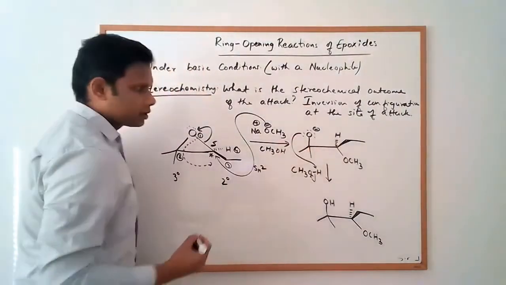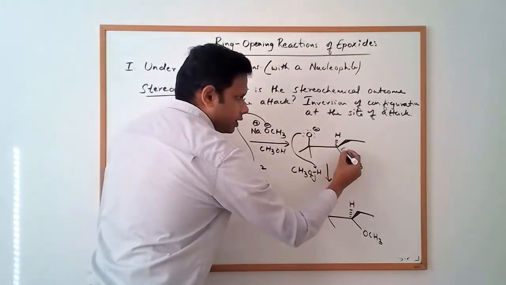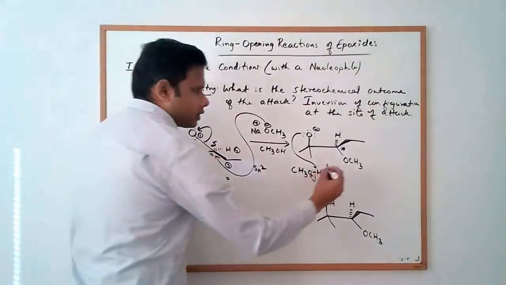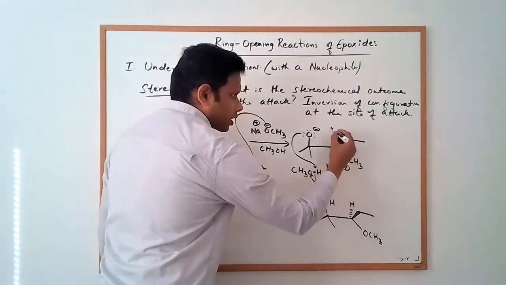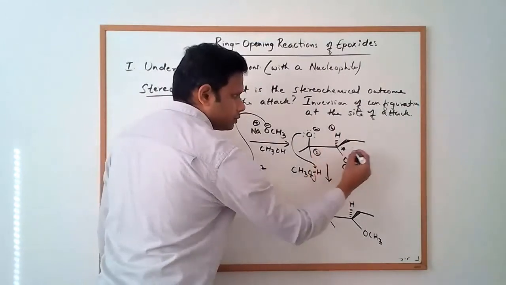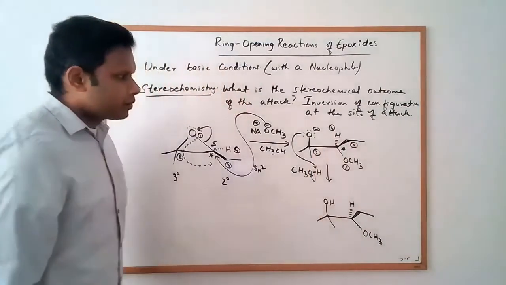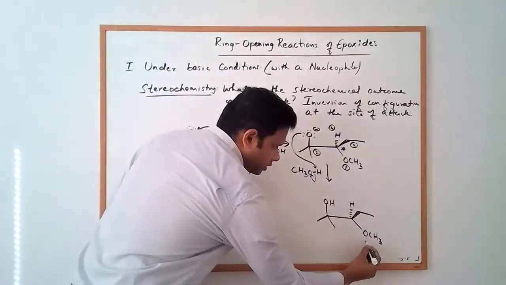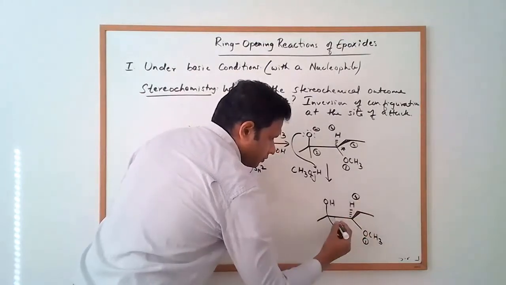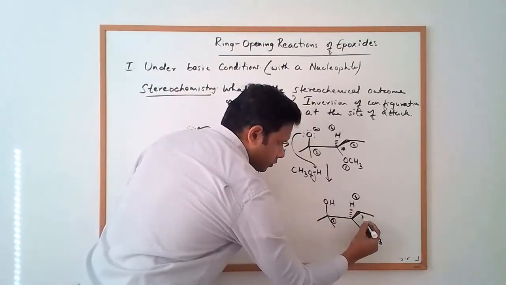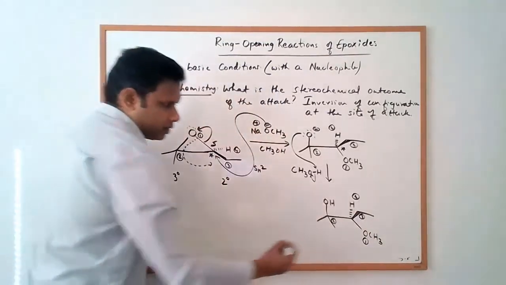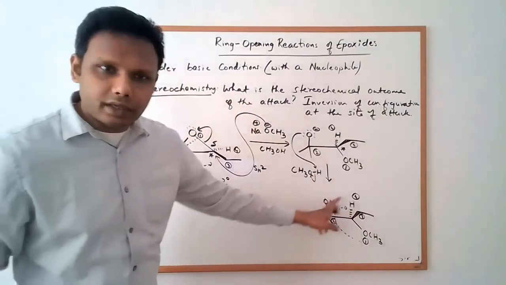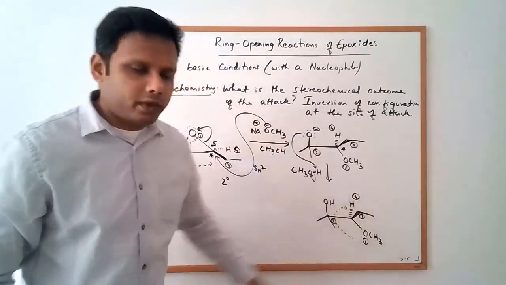Coming to our product, we have to assign configuration at this carbon here because that's the carbon in the epoxide. Again, oxygen is going to be 1, hydrogen is 4, this carbon is 2, and that carbon there is 3. Going from 1 to 2 to 3, on the product here, 1, 4, 2, and 3, going from the highest priority group to the second to the third, we are moving in a clockwise direction.